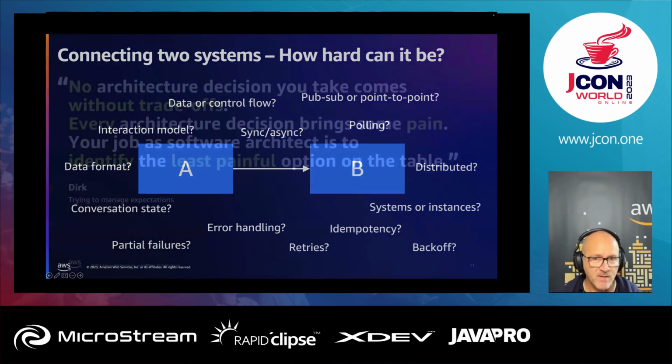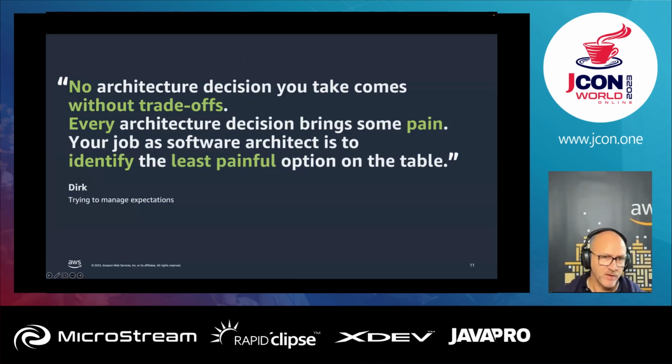And this brings us to the next insight. No architecture decision you take comes without trade-offs. Every architecture decision brings you pain, unfortunately. And your job as a software architect is to identify the least painful option on the table. I know we all want something that just solves all our problems without any adverse effect. But unfortunately, we all need to face this unpleasant truth. There is no silver bullet in software architecture, and you should always beware of the faith healer. That means a tool or a person that promises you just use this and all your pain will be gone.